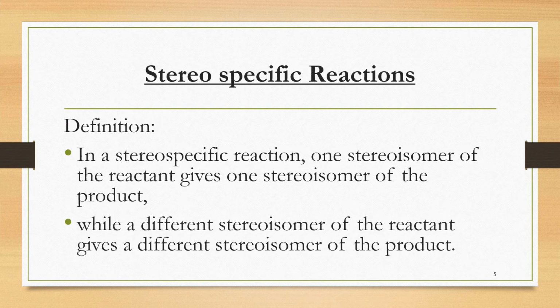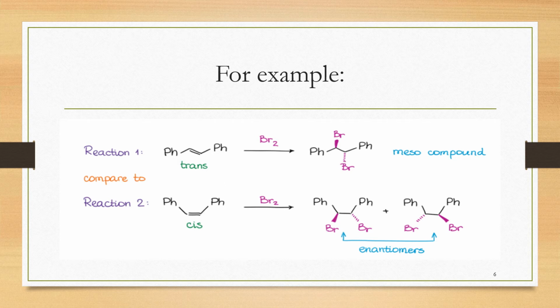So what is the definition of a stereospecific reaction? In a stereospecific reaction, one stereoisomer of the reactant gives one stereoisomer of the product, while a different stereoisomer of the reactant gives a different stereoisomer of the product. Look at this example. This is a trans alkene. In these reactions, the starting material, the trans alkene, gives a specific stereoisomer of the product, the meso compound. This is the meso compound.